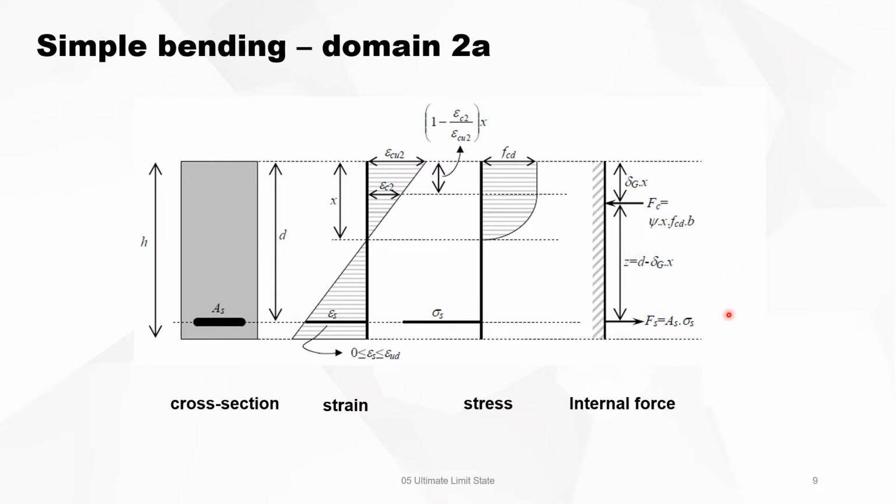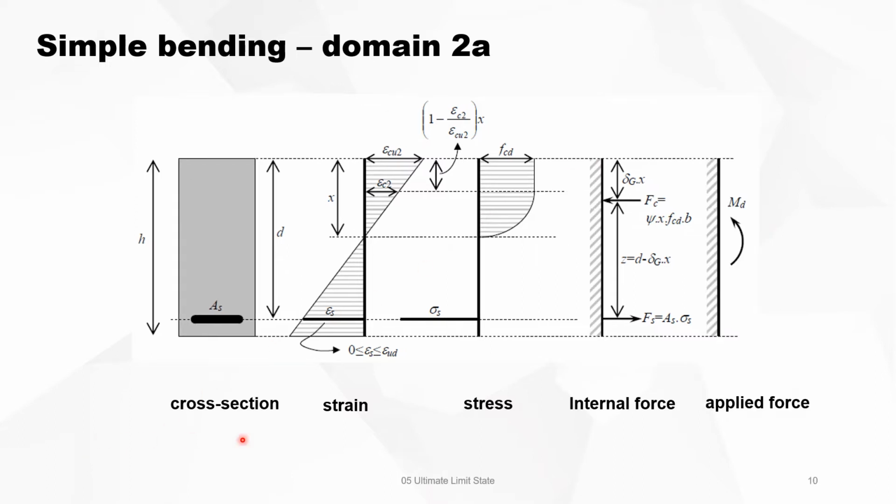We have the total tension force in the reinforcement, and the distance between those two is equal to the lever arm z, which is d minus delta G x. Delta G x is just the position of the total compressive force compared to the most compressed fiber of the section. And this must be in equilibrium with the applied force, which is just a bending moment.